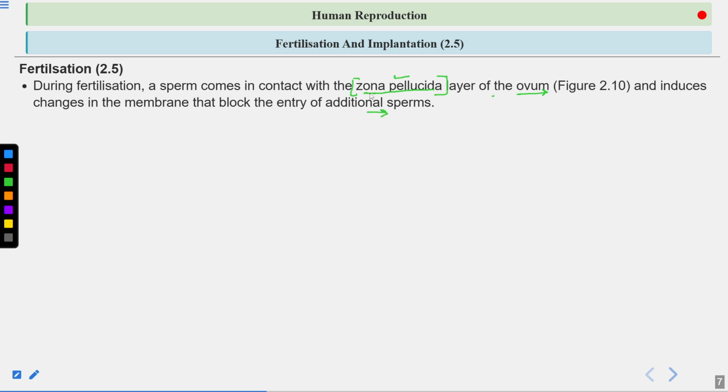Now, millions of sperms are released by the male, but only one sperm is able to fertilize the egg. So how is this possible? When the sperm comes in contact with the zona pellucida, there is a change in the membrane of the ovum, and this blocks the entry of additional sperms. This is how polyspermy is prevented. So this ensures that only one sperm can fertilize an ovum, so that the zygote formed is diploid.